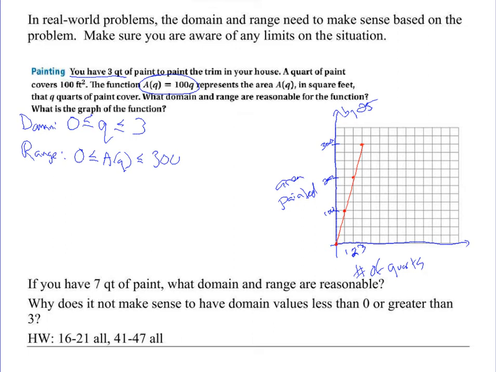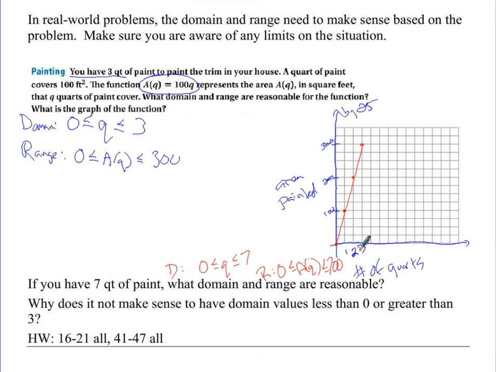So the bottom question here, what if you had 7 quarts of paint? What would the domain and range be now? Between 0 and 7, so let me write that down. I don't have room, so I'll write it up here. The domain would be 0 is less than or equal to Q is less than or equal to 7. And the range would be what? 700, because now you could go all the way to 700 square feet painted.